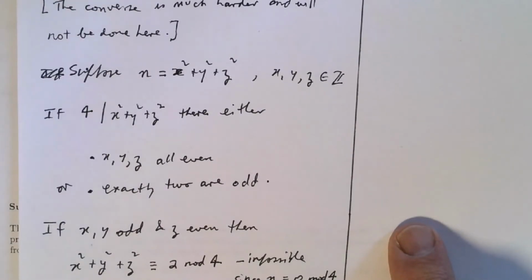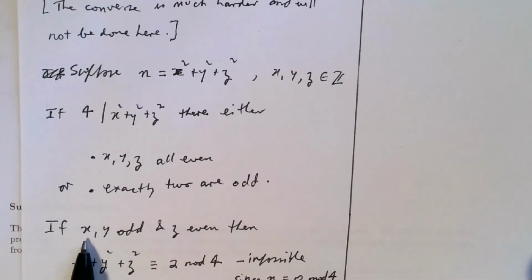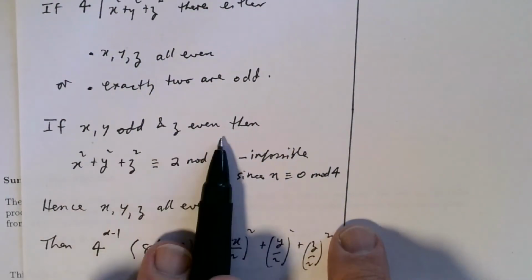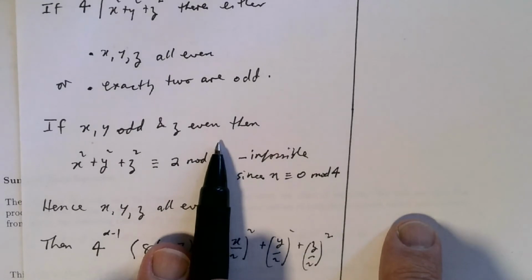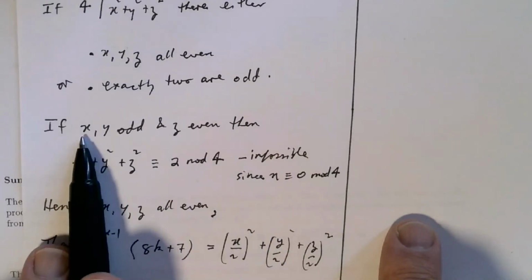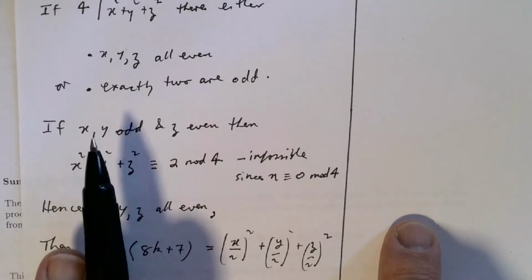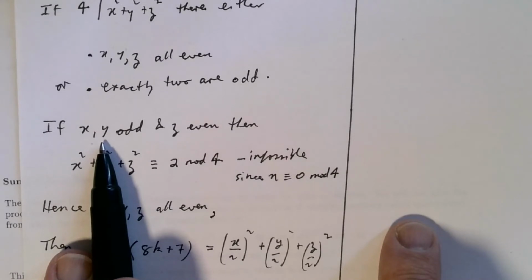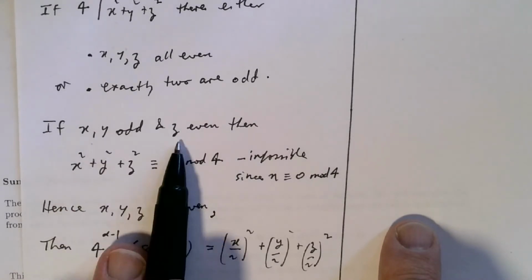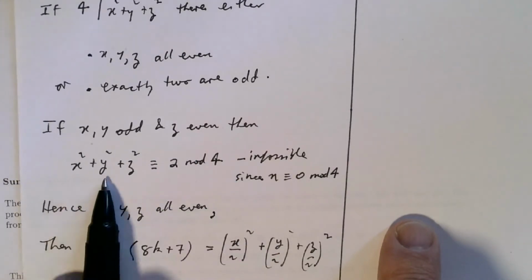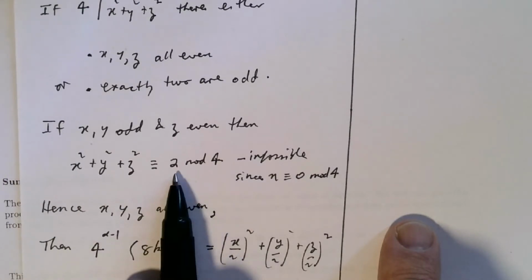So without loss of generality, we may as well assume that, say, in the second case, let me assume that x and y are odd and z is even. Well, in that case, when you square an odd number, you get odd. So modulo 4, x squared would be 1. When you square y, also you get 1. And when you square z, you're going to get 0 mod 4, if z is even. And that gives you 1 plus 1 plus 0 mod 4, which is 2.